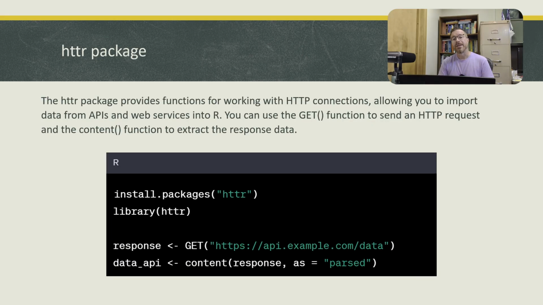Another way to import data that might be very useful is the httr package, which provides functions for working with HTTP connections. So specifically, if you're dealing with anything online with hypertext transfer protocols, this allows you to import data from APIs, from web services, things like that. So this one is actually much more commonly used than when I first started doing R. It was a thing, but now a lot of times you're going to be calling on APIs.